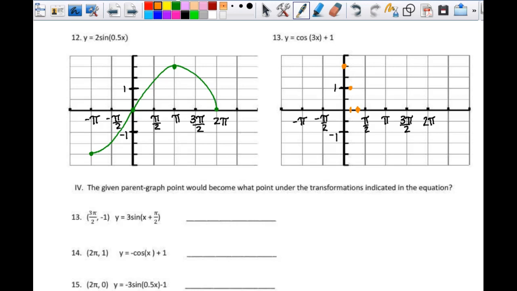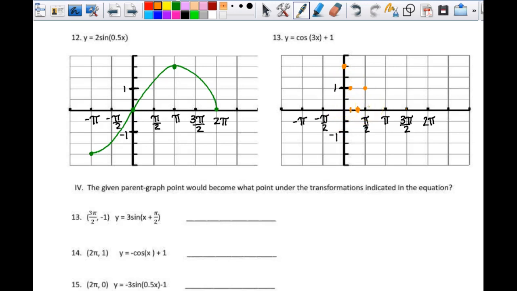Then at 3 pi halves, for cosine, I was here, come down here. At 3 pi halves, I'm back at 0. So this gets divided by 3. Well, 3 pi halves divided by 3 is pi halves. And then I get shifted up 1, which is going to put me right here. So notice how this little section here just got broken into thirds.